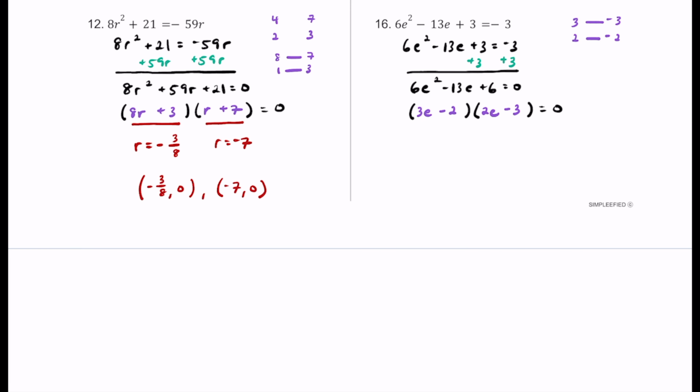Okay, what makes this one equal to 0? Let's see. E would have to equal a positive 2 over 3. So the 3's would cross cancel and you're left with a positive 2. And then for the second one, we need a positive, so the 2 has to cross cancel with the 2 and we need a 3, so it's going to be 3 over 2. So the answers are reciprocals. So our two solutions are going to be 2/3, 0, and the other one's going to be 3/2, 0. All right, so there you have your two solutions for number 16.